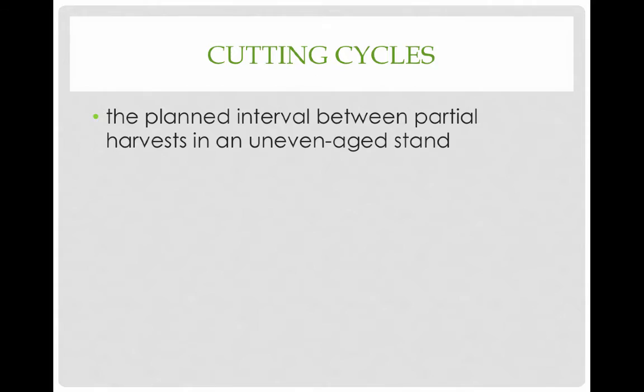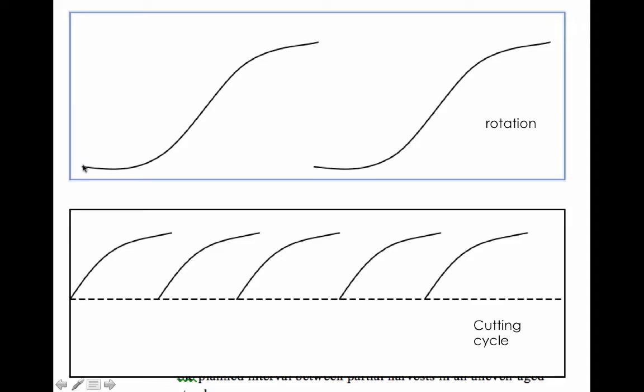So what does this look like? Here is our even age system. We just finished our harvest here. We're regenerating. Those trees are growing. They've maximized their growth, we're going to harvest them, and we start over. We see this rotation. In this time, we may tend our stand.